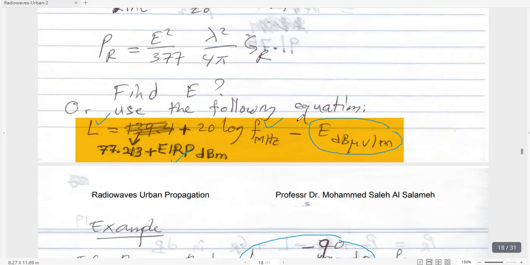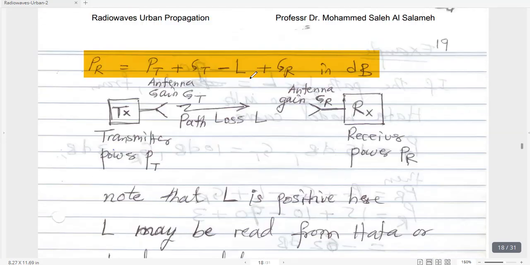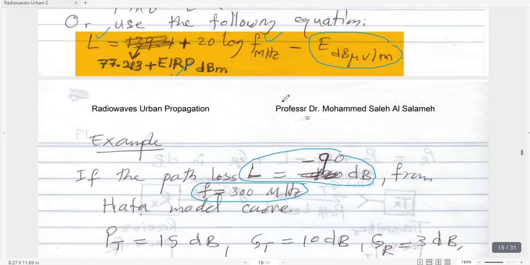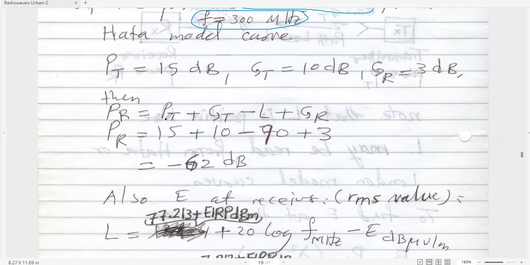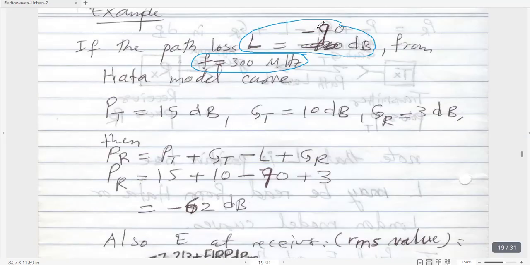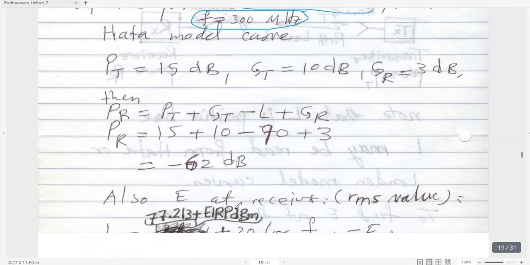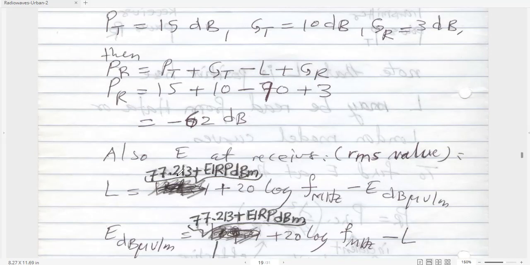This is this equation here. PT is 15, GT is 10, and L with Hatta always we put minus absolute value minus 90, and G receiver is 3 dB. 15 plus 10 is 25, plus 3 is 28, minus 90 plus 28 is minus 62 dB. This is the received power in dB.